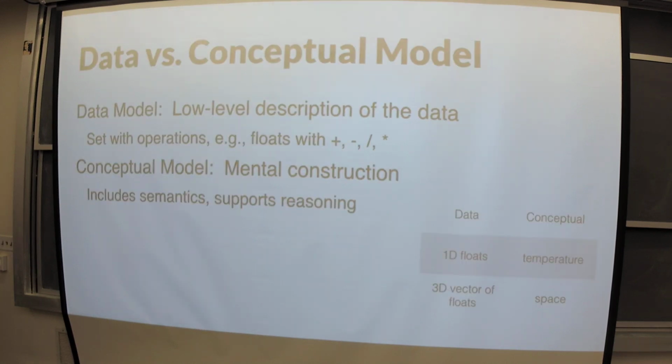So I think this is the base data model. This is the low-level description of the data. But we can also have a conceptual model on top of this, which is the mental construction that really includes semantics and supports reasoning. So for example, the data would be 1D floats, and conceptually that would be temperature. Data would be 3D vectors of floats, and conceptually this would be space. So the meaning of the data, of course, also plays a big role.